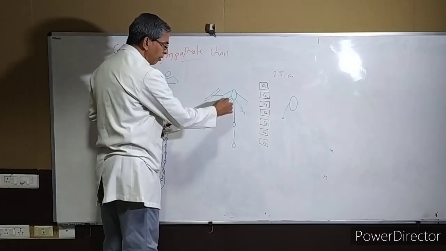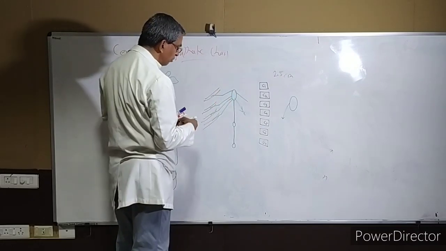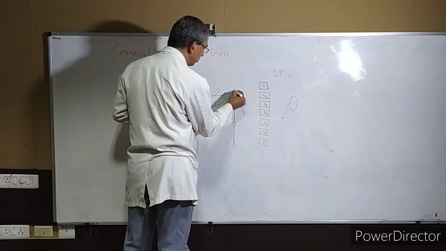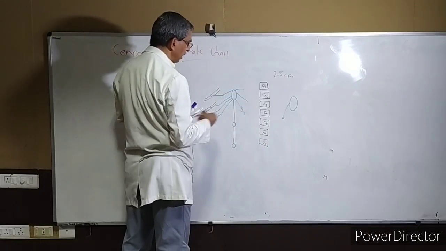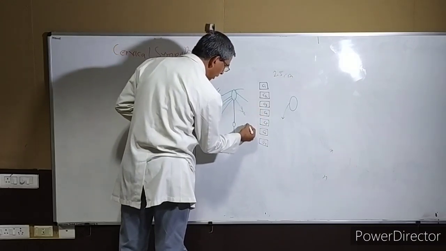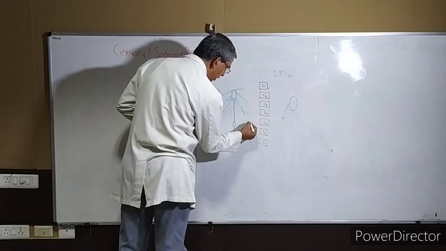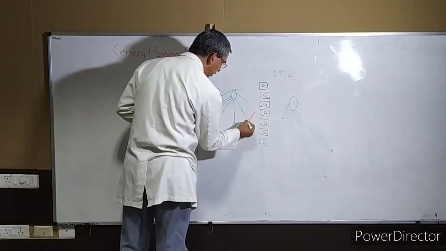Clear? Now, what about the anterior branches? The anterior branches pass along the common carotid artery. Suppose this is the C6 vertebra. This is the common carotid artery, and it is divided into the external carotid artery and the internal carotid artery.